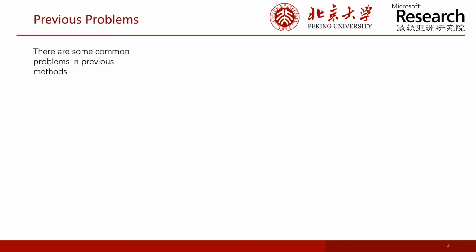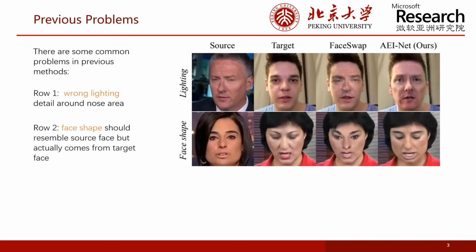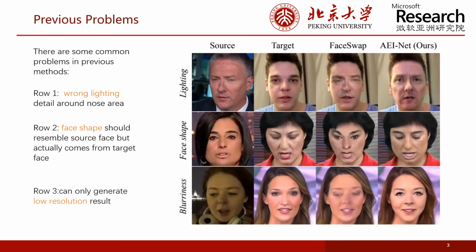There are some common problems in previous methods. Like in row 1, the lighting detail around the nose area is wrong, and in row 2, the face shape should look like the source face, but in some previous methods, it actually comes from the target face, and in row 3, it just cannot generate a high-resolution result.